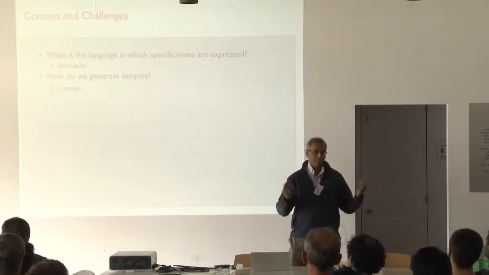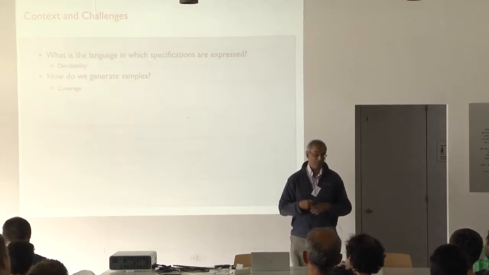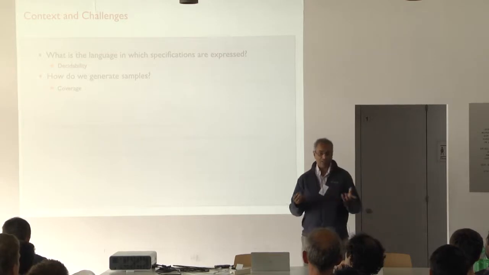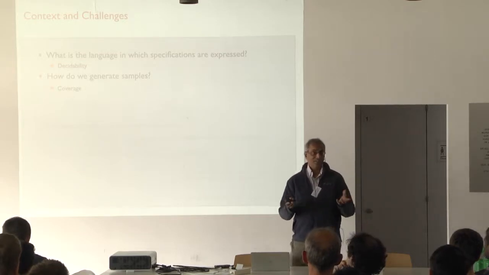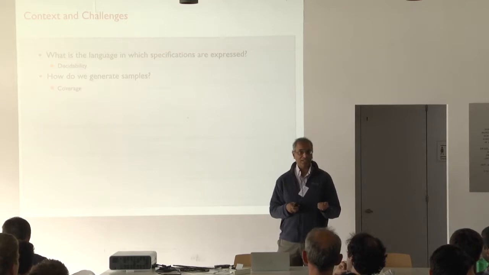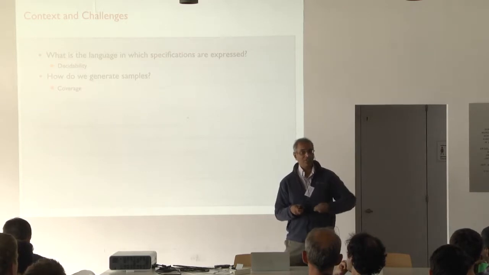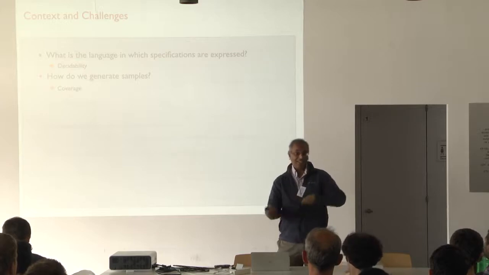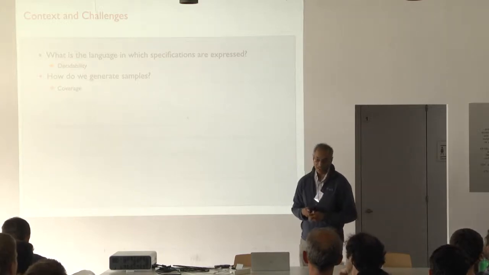How do we actually generate samples? We could imagine that we could just run the program using random testing, and maybe that works, but it's not at all clear that that's going to be effective. So do we have a more principled strategy that we can use to generate the inputs that we need and to get interesting outputs that can actually drive a learning algorithm?